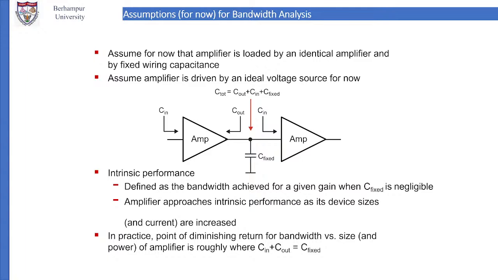So a point of diminishing return for bandwidth versus size or power of the amplifier is roughly when C in plus C out is equal to C fixed. If these two are equal to C fixed, then when you take C in plus C out minus C fixed, that is equal to 0. So that gives you the diminishing return point.